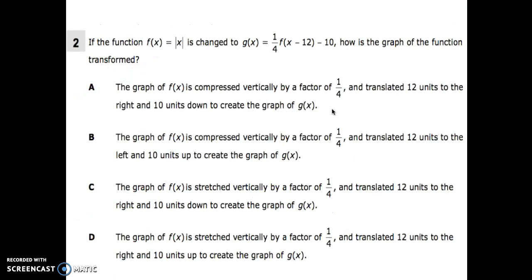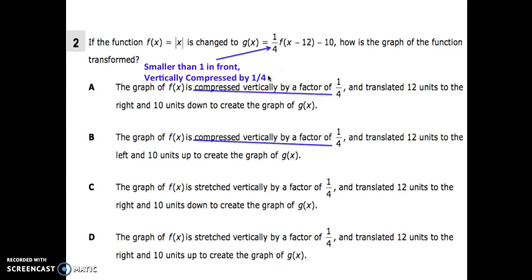Question number two, I will go through this one all the way through. We have a fraction in the front, 1/4. So if we have a number in the front that is smaller than 1, then it's vertically compressed. So it's been vertically compressed by 1/4. A says vertically compressed by a factor of 1/4, so does B. So we can cross off the ones that say stretched, C and D. It's only stretched if it's bigger than 1 in the front. Smaller than 1 in the front is always compressed.